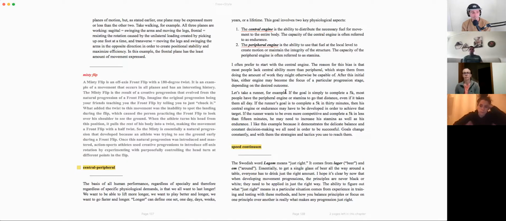Now, the next progression principle is central versus peripheral. Central versus peripheral now is us moving away from the mechanical principle for progression and now into more of the physiological one. And this is where we focus on developing the body from the central engine first and then into the peripheral engine. What does this mean?